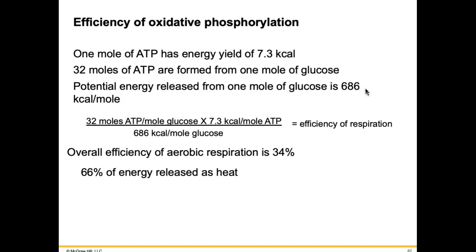So to figure out the efficiency, we are going to take the 32 moles of ATP and multiply it by how much our 1 mole of ATP is, which is 7.3 kcals per mole, and divide that by our potential energy release. And that is going to give an overall efficiency of 34%, meaning that 66% of our energy is being released as heat. So that's pretty efficient.